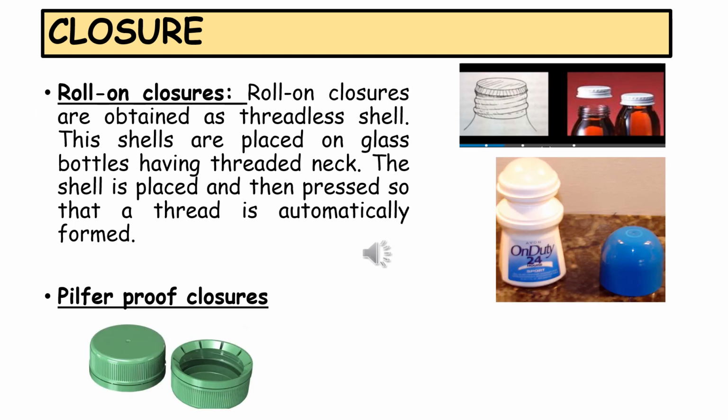Roll-on closures. These roll-on closures are obtained as a threadless shell, meaning the cap of the roll-on closure doesn't have a threaded section. But when these caps or shells are placed on the glass bottles and pressed, they automatically get fitted onto the neck of the glass bottle. Why? Because the neck of the glass bottle is already threaded. So when we place these roll-on caps on the glass bottle and press, it gets automatically fitted on the neck of the glass bottle.